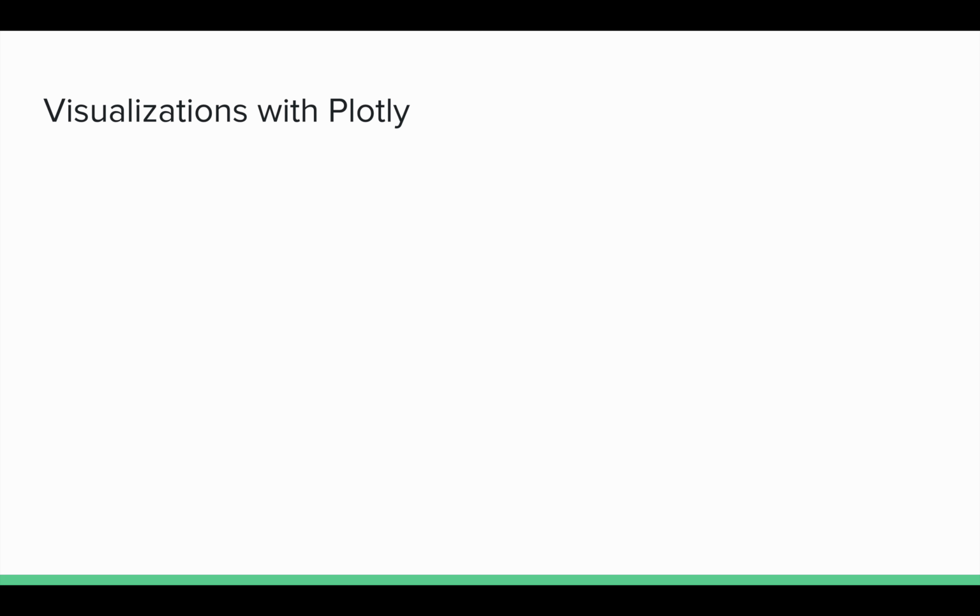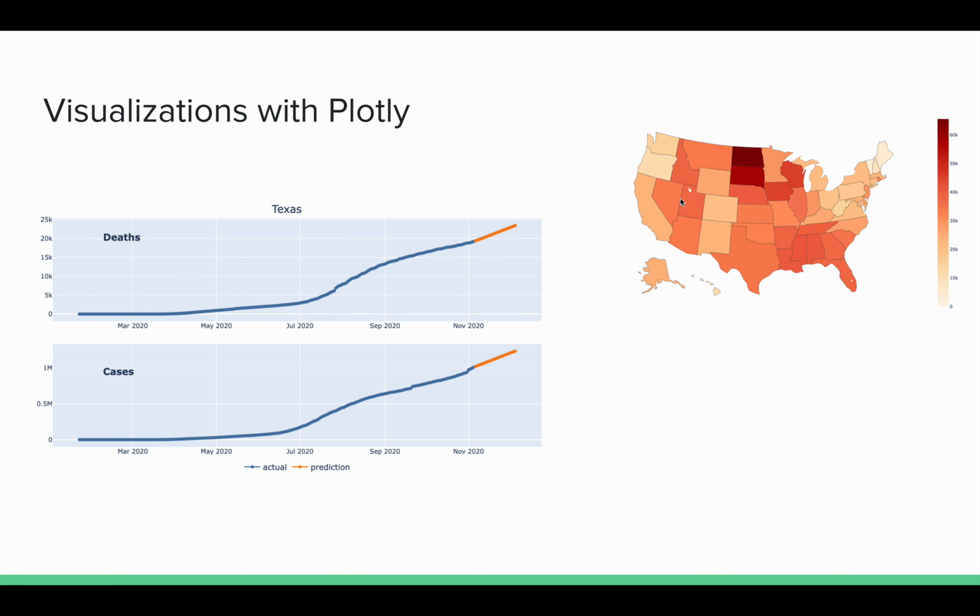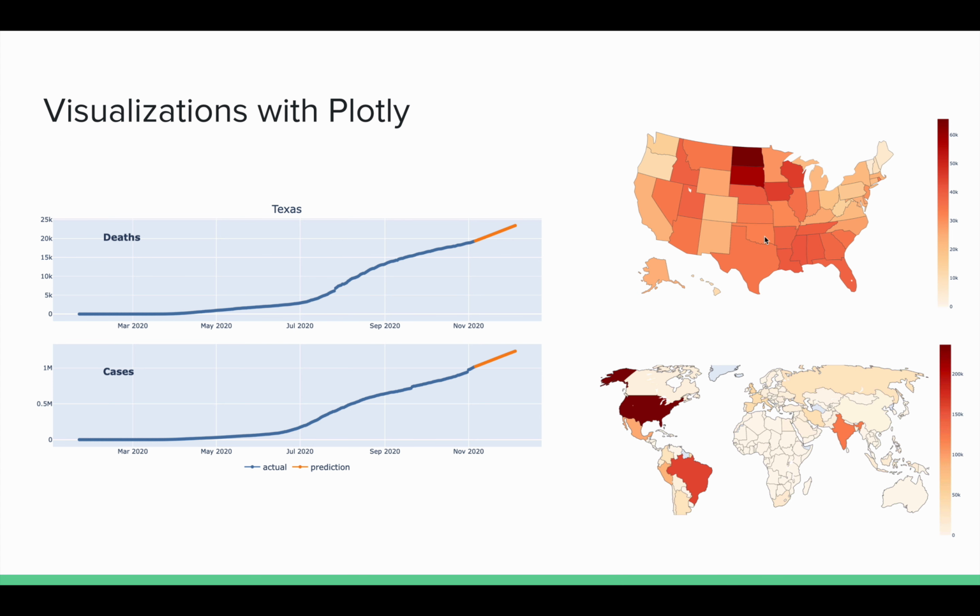Building the models is great, but we'll need to visualize them, and we'll do so with the Plotly data visualization library. We'll build data visualizations for both deaths and cases, showing the actual values in blue and then the predicted values in orange. We'll then create these maps called choropleth maps, which are colored by a particular value for both the US states and for the world.